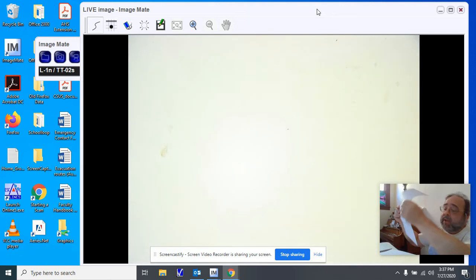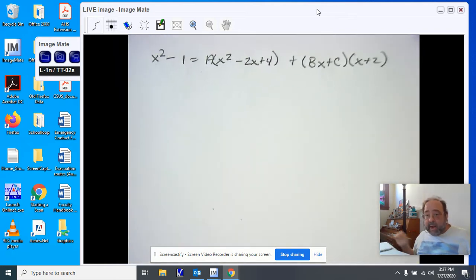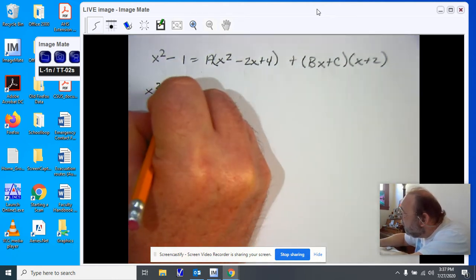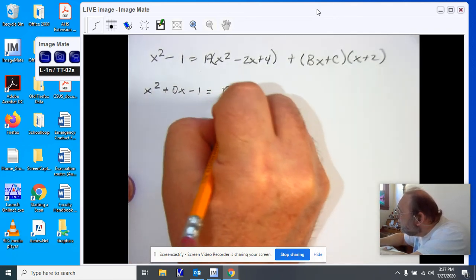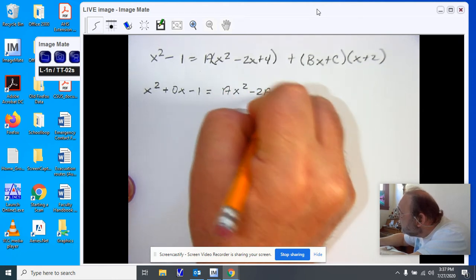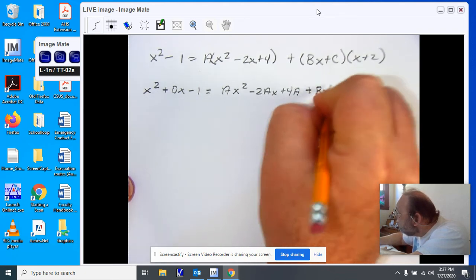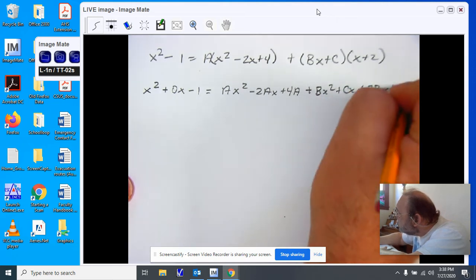Now, for those of you who decide, I really don't like that method, I would rather have something that I can use my calculator with, then we have to go back to this step right here, prior to us plugging in x equals negative 2. And what we're going to have to do here, gentle folks, is FOIL so that we can find out what are the terms that are giving us our solution. Notice the ax squared minus 2ax plus 4a. We're foiling this, so we get bx squared plus cx plus 2bx plus 2c.